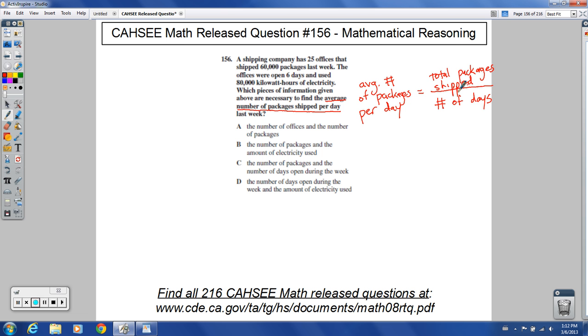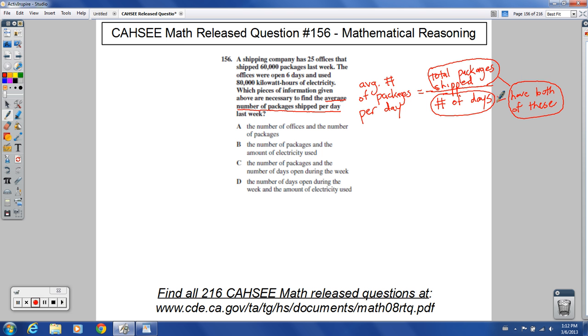What information do we have here? It says it was open 6 days. So we have this, and we have the total packages shipped. We have this right here. The kilowatt hours, that's just irrelevant information. It's superfluous. It's unnecessary to solve the problem here, to figure out what we're trying to figure out. So we have both of these. So what do we actually need to be able to solve this problem?